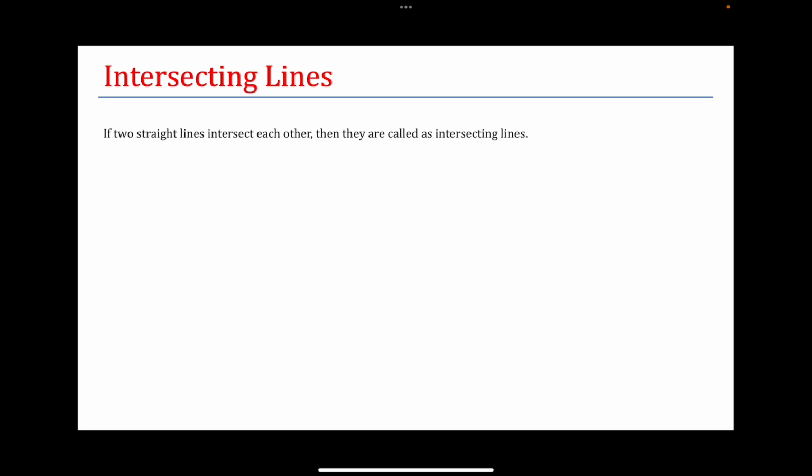Intersecting lines. If two straight lines intersect each other, then they are called intersecting lines. That means they have a common point between them. Here in the figure, lines L and M are intersecting at a point. That point is called the point of intersection.